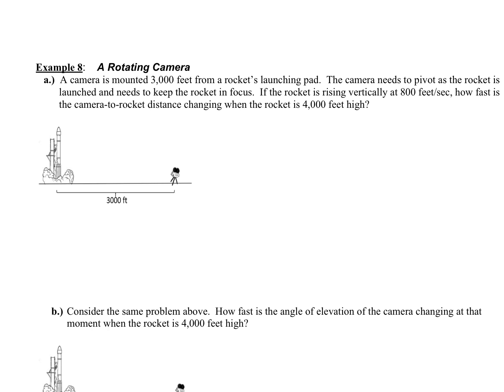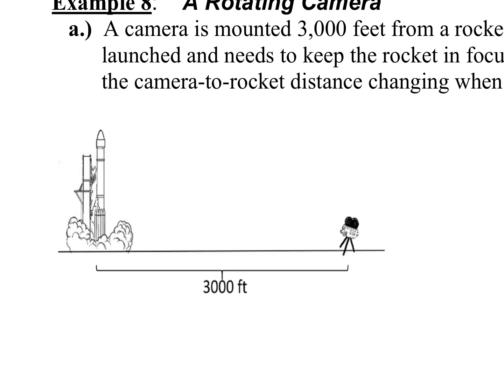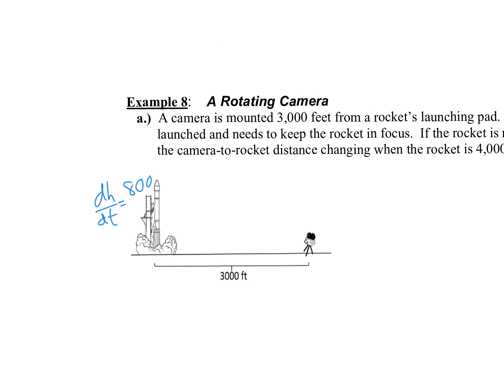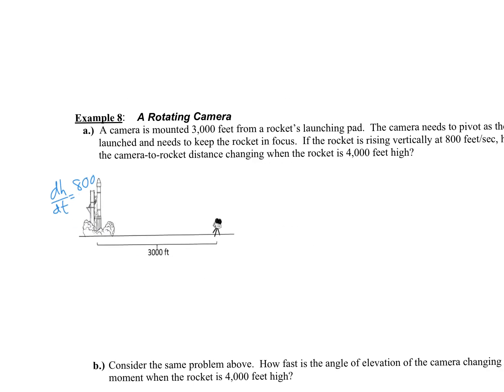All right, so what do we got here? There's our picture. And they said that the rocket is taking off at what again? We're going to call that H. The dH/dt is 800 feet per second. I need the labels. 800 positive, right? What else? That's about all we know, isn't it?